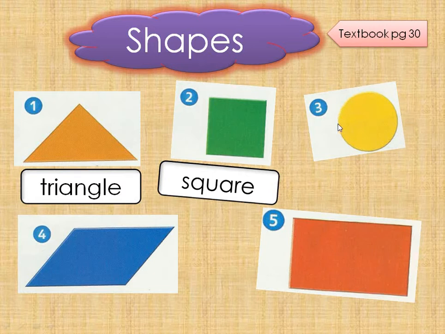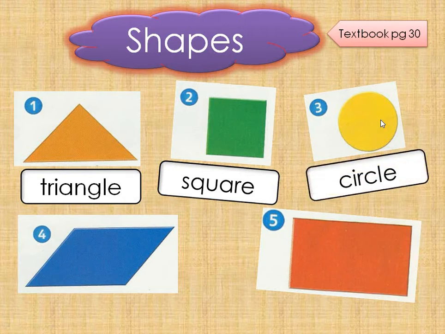What shape is this, class? Does it look like a ball? Yes. Does it look like a clock? Yes. Okay. So what shape is this? This is a circle. A circle. Okay. Bentuk bulat. Bulatan. What about the color? What is the color, class? It is yellow. So, it is a yellow circle. A yellow circle. Bulatan berwarna kuning ataupun bulatan kuning.